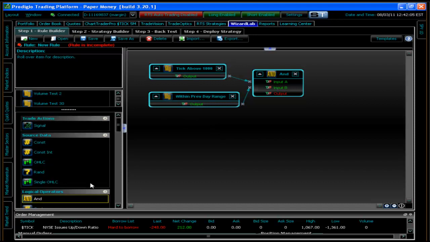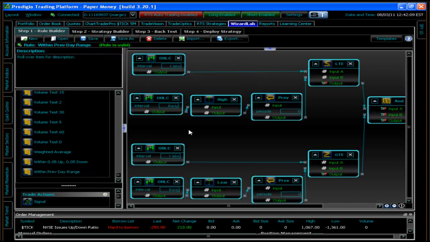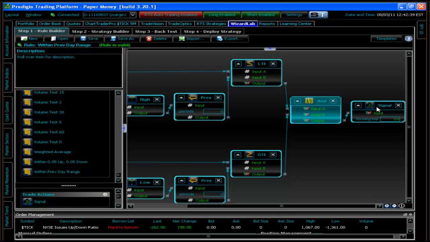Remember how I used greater than and less than? Let me open this up here actually. Here's that within previous day range. I used greater than and less than. Whenever you use greater than or less than, you have the possibility of generating a steady stream of signals. You can kind of think of it as you flip a light switch and the light stays on. Well, this rule right here, within previous day range, if that light switch, which is the signal, is toggled by these two greater than or less thans, that switch is going to be turned on sometimes, and it's going to stay there for a while probably, and then it's going to turn off.